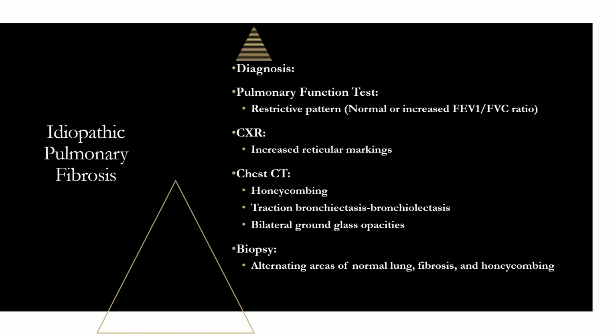Now, biopsy, you're going to be looking for these alternating areas of normal lung next to fibrotic changes, next to honeycombing. So you have fibrotic changes of varying ages or levels of severity. And then next to that, you can have normal lung. And then next to that, you have honeycombing. That's the hallmark biopsy findings in idiopathic pulmonary fibrosis, a combination of these different levels of changes in the lungs.